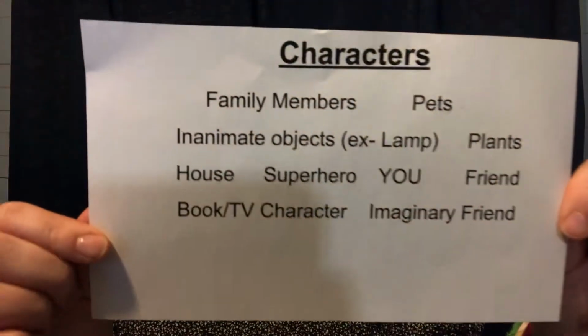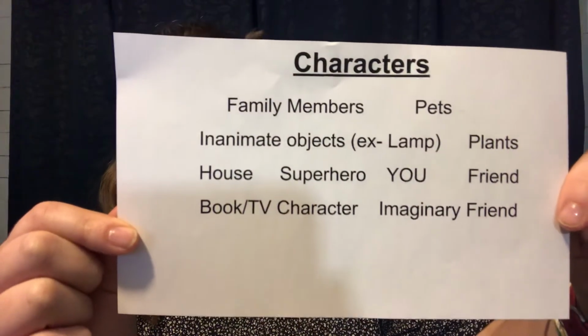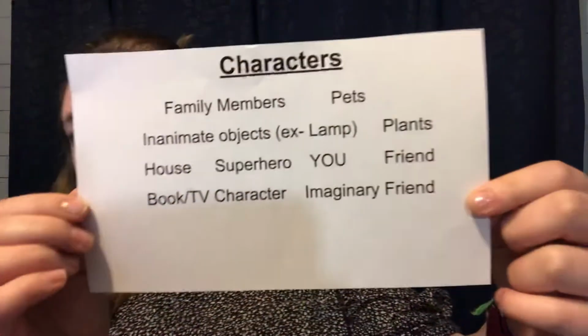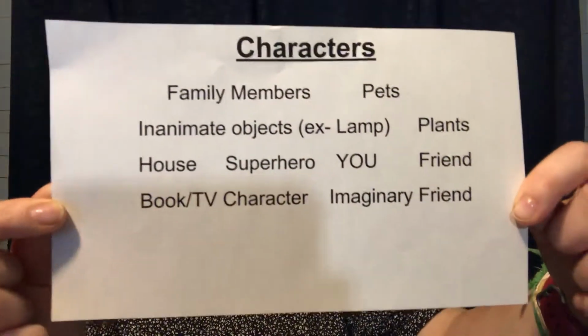Then, once you figure out what you want to write about, you start thinking about characters. Who could a character be? They could be a family member. It could be a pet. It could be an inanimate object. If you know what an inanimate object is, it's like a lamp or anything that doesn't move and breathe. So it could be a rock, it could be a stuffed animal, anything like that. Okay, it could be a plant, it could be a house, it could be a superhero. You could be the character of your own story. You could write about a friend, a book or TV character, or even an imaginary friend if you have one of those. All right, moving on.